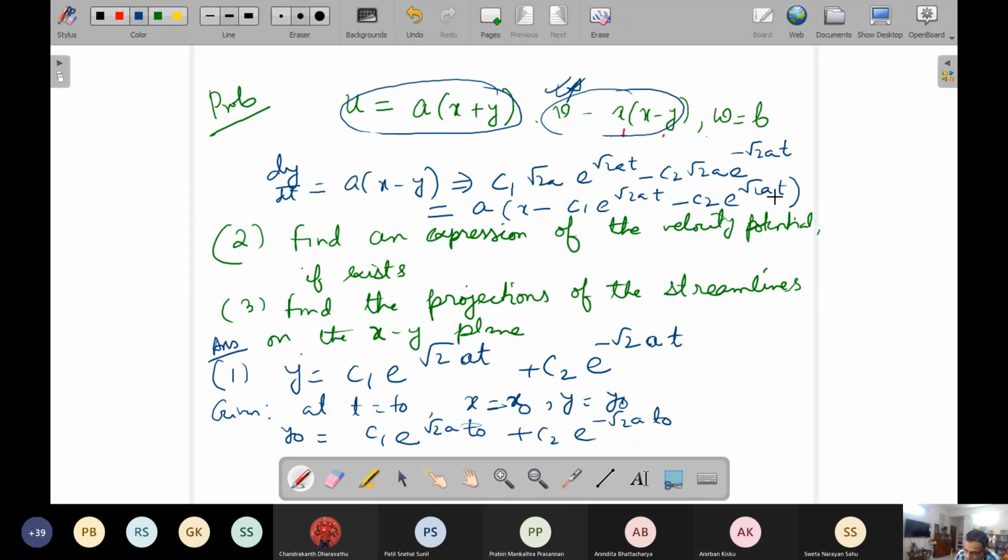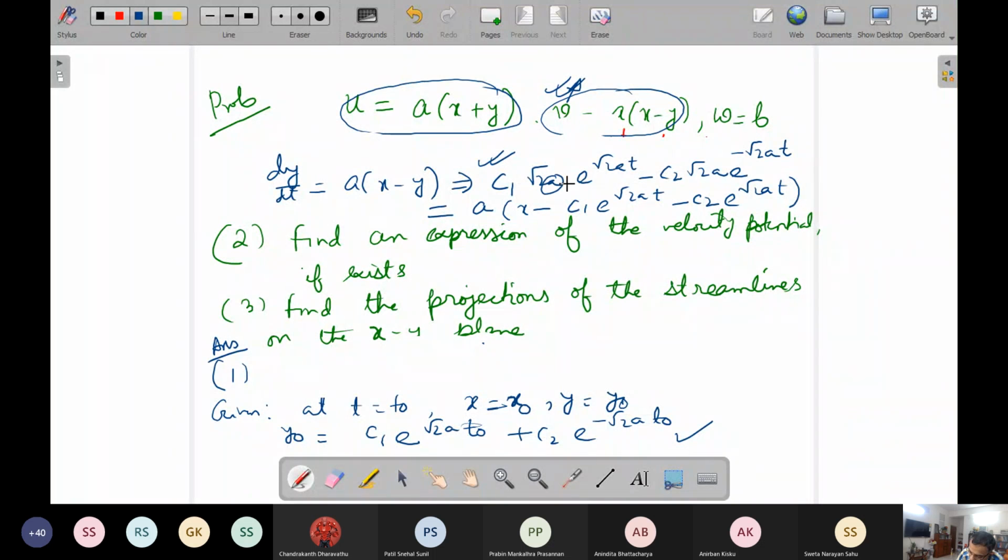So if you substitute the values of x at time equal to t0, you will get a similar equation as this one. So let us write that, because it is something that is going to lead us to the values of C1 and C2. So let us just substitute here.